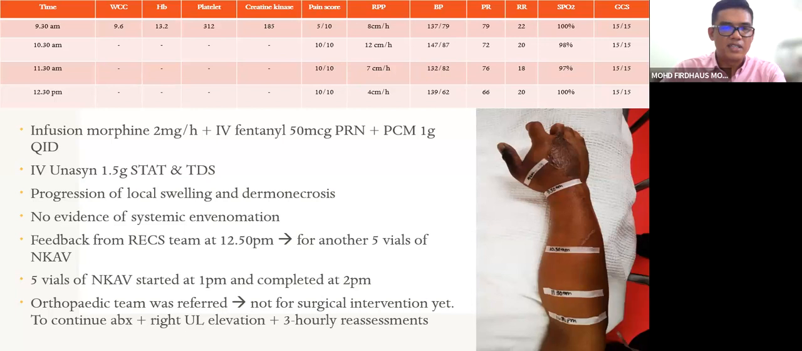Despite the completion of the first dose of NKAV, the pain was still persistent at 10 over 10. So the RexA team was consulted again, and another 5 vials of NKAV was started at 1 p.m. and completed at 2 p.m. At the time, orthopedic team was referred as well, of which the input from the team is that patient is not for any surgical intervention yet, and for our team to continue the antibiotic and for right upper limb elevation, and for ortho team to review the patient every 3 hourly. Next, please.